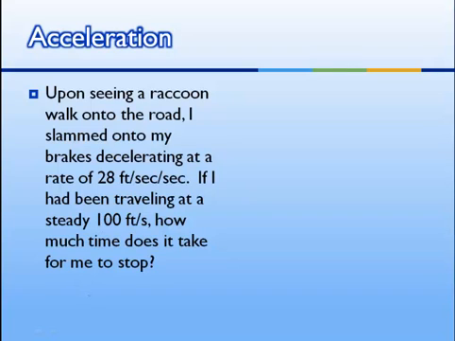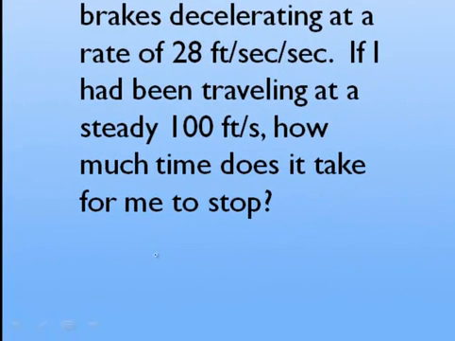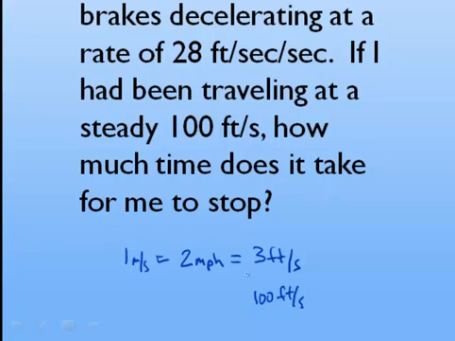Now, before we go too far, 100 feet per second, that seems pretty fast. How fast is that in miles per hour or meters per second? Let's use the approximation tool that 1 meter per second is approximately 2 miles per hour, which is approximately 3 feet per second. So 100 feet per second, if I divide that by 3, that's roughly 30 meters per second. And if I multiply that by 2, that means I'm going roughly 60 miles per hour. Pretty fast, especially on a road where there might be raccoons.